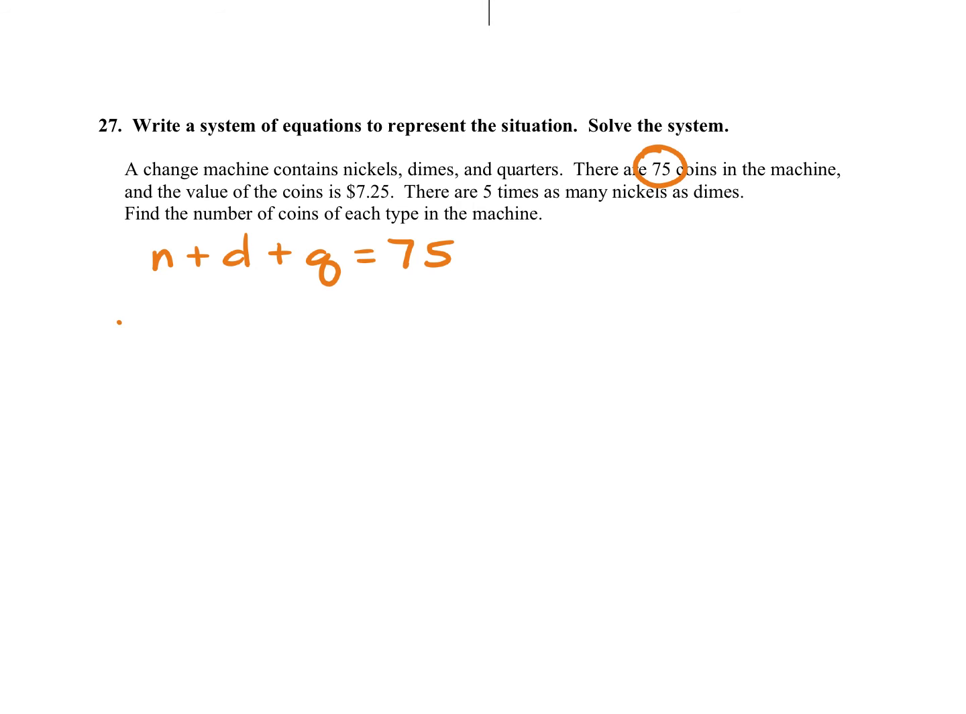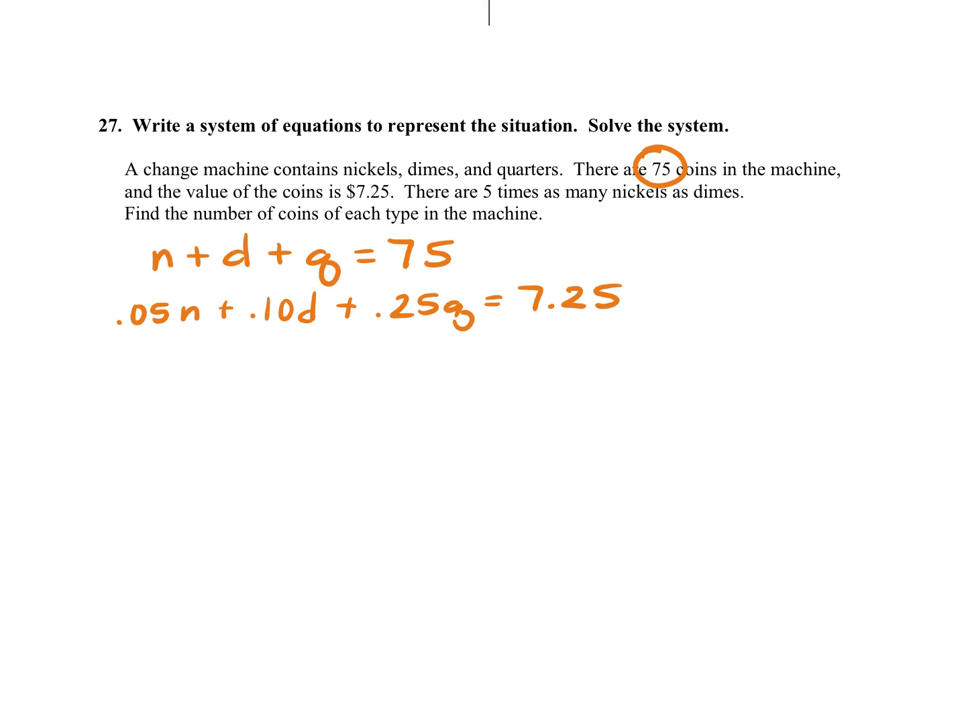So we're going to say 0.05, right? 5 cents for a nickel plus 0.1D, or if you want the 0 there, you can put it, you don't need the 0, right? 0.1 and 0.10 are the same thing, but if it makes you feel better to see it. And then 0.25Q equals 7.25.